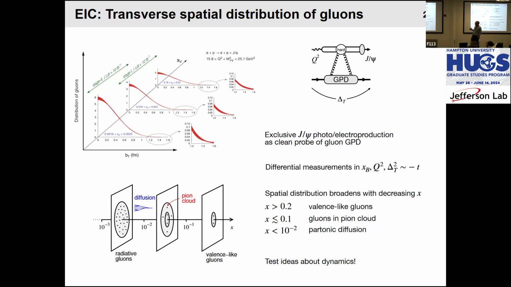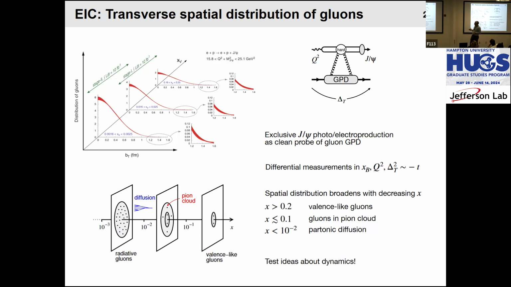If you look at gluons at large x, these are the so-called valence-like gluons that are closely connected with the valence quarks. They have their own spatial distribution, which is expected to be narrower than the spatial distribution of the valence quarks. If you go somewhat down in x, we expect to see the gluons in the pion cloud of the nucleon, or the gluons that arise in a similar way as the quark-antiquark pairs in the nucleon wave function.